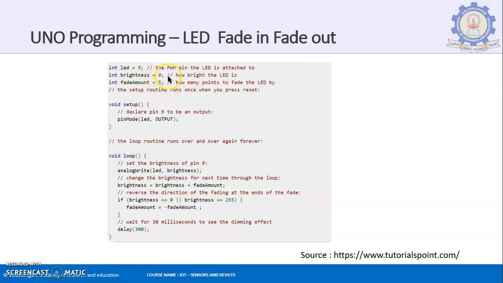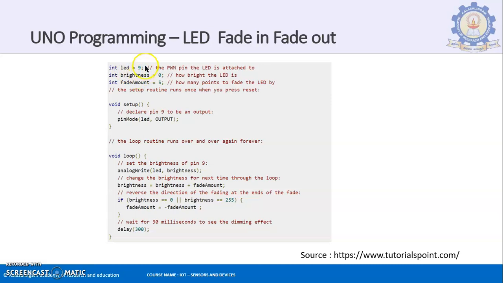Please remember these are not pin numbers. These are variables that are assigned to this particular value here. So it's the variable brightness. It is initialized with the value 0. This is fade amount, which is initialized to value 5 over here. This value 9 is the pin number that I'm using for this LED.